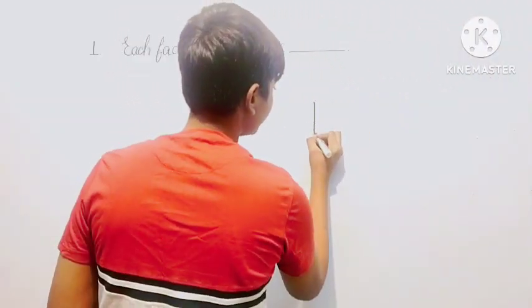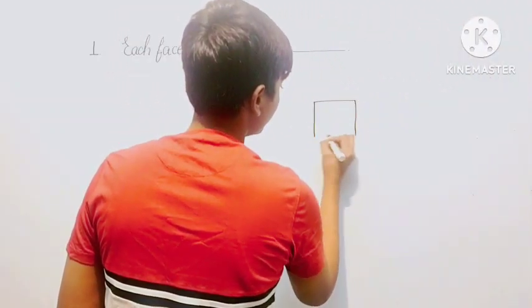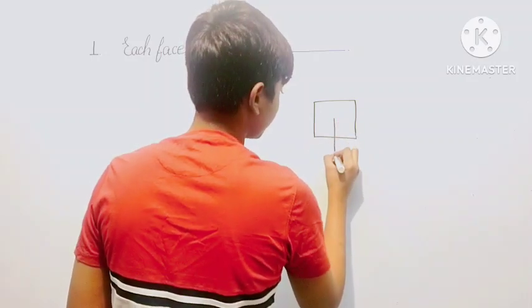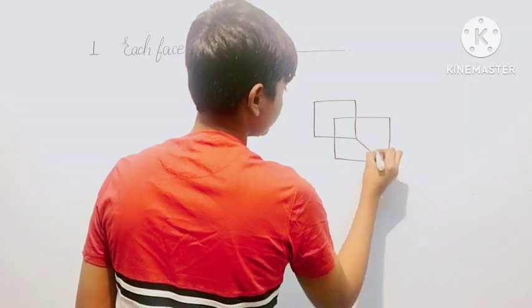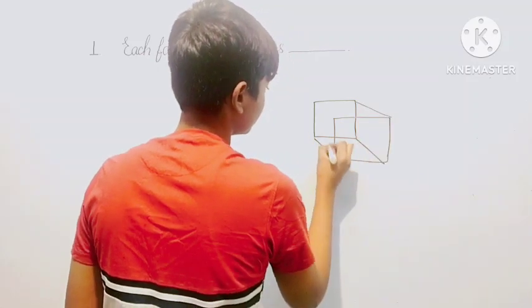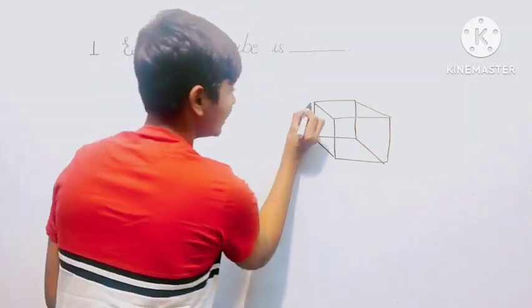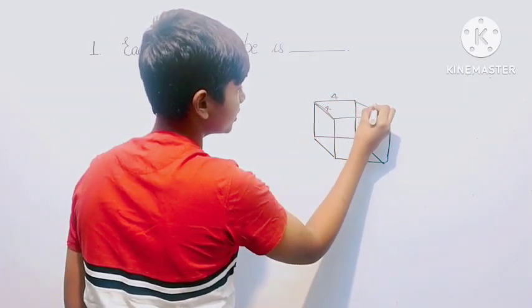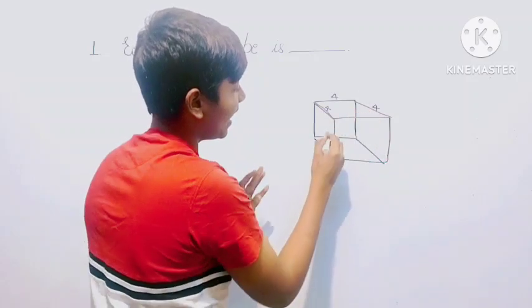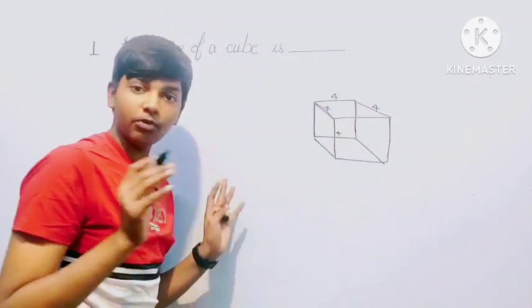Our first question is, each face of a cube is what? So let's draw a cube first. We know that a cube is that shape whose each side is equal. Meaning that this line would also be 4 centimeter, this line would also be 4 centimeter, and every singular line in this would be 4 centimeter.